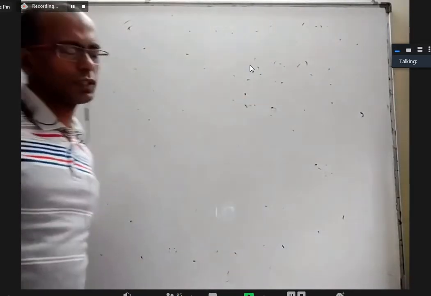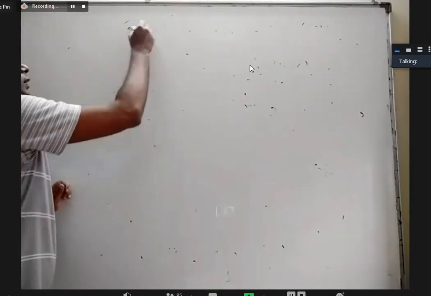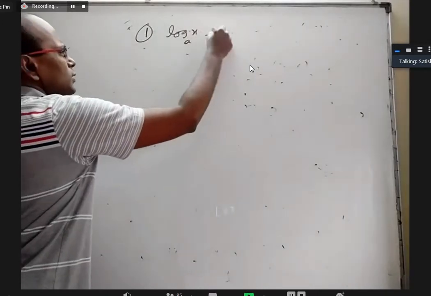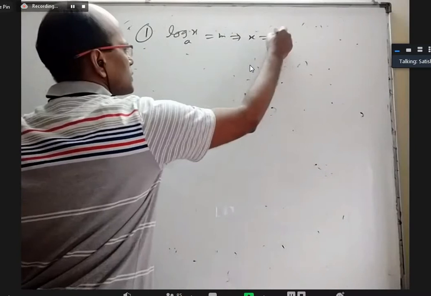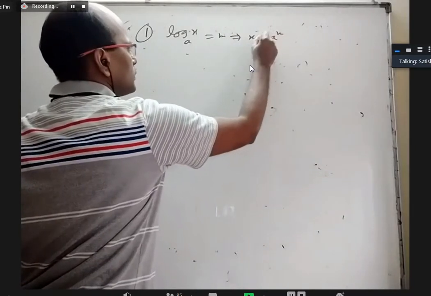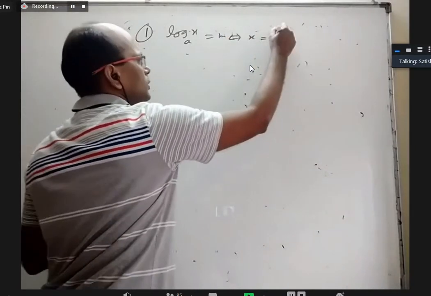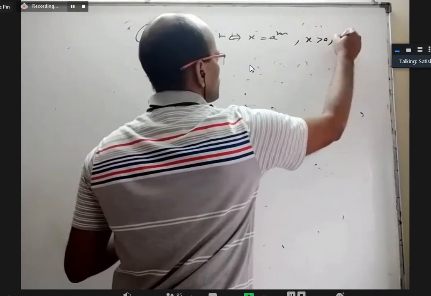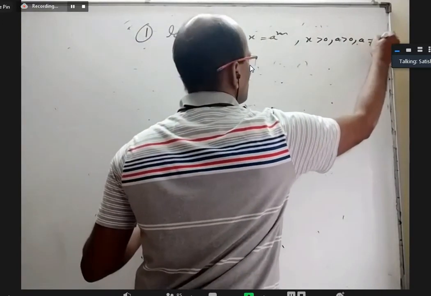Okay. So I want you to just tell few things in inequalities and logarithms. Very first point, everybody knows log x base a equal to m implies x is equal to a power m. Double implies. Of course, what we need is x greater than 0, a greater than 0, a not equal to 1.